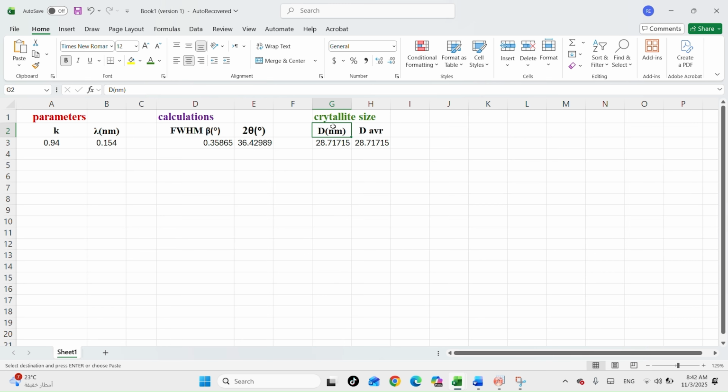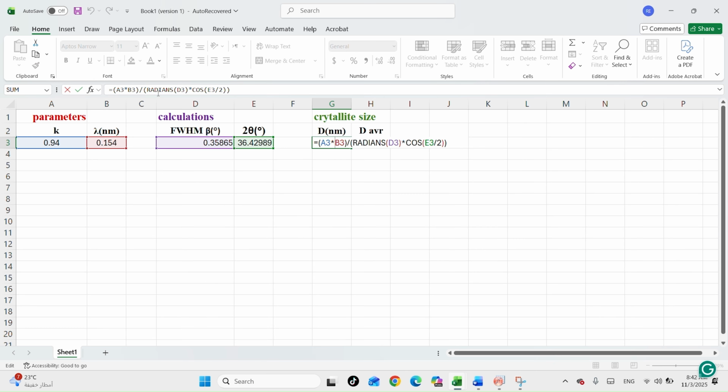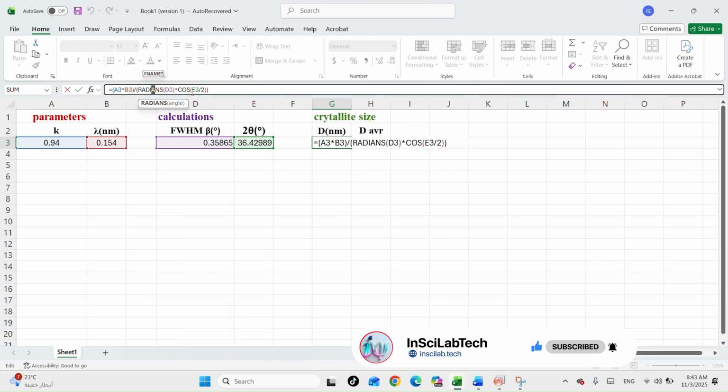Now to insert our equation into Excel, we insert it in this form. Here is our equation in Excel to calculate crystallite size. Here we converted the full width at half maximum to radians and divided 2 theta over 2.